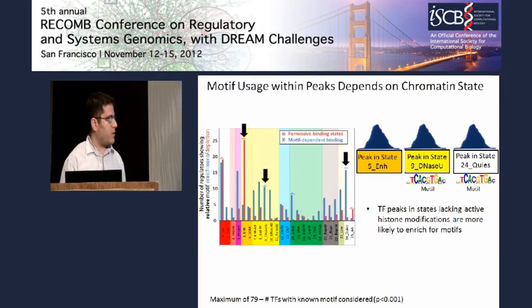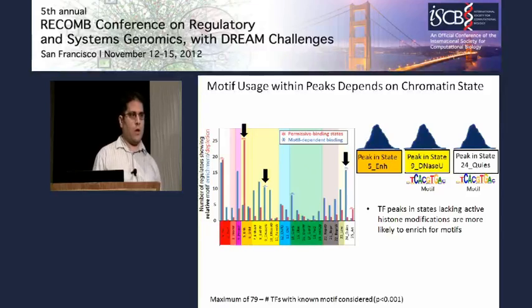But next, we conditioned specifically on locations in which there was a peak. And we were asking the question, are we more likely to have a regulatory motif within peaks in certain chromatin states than others?